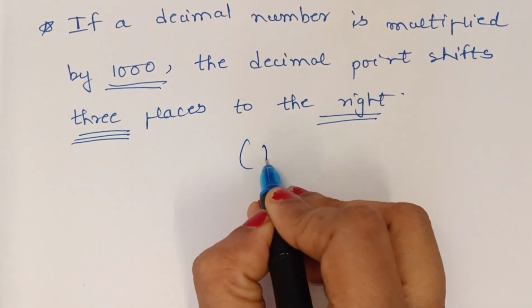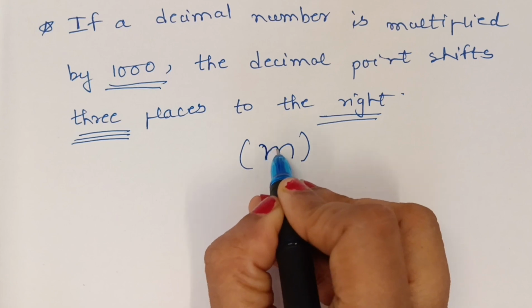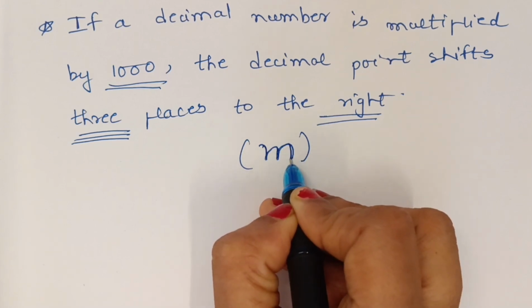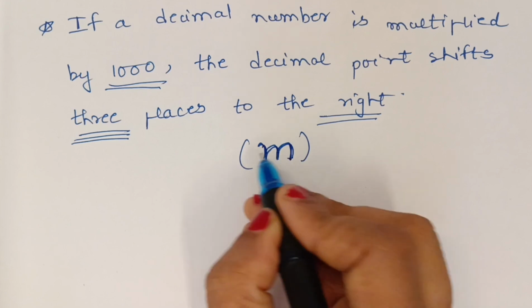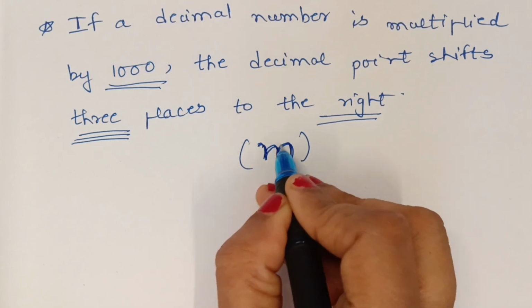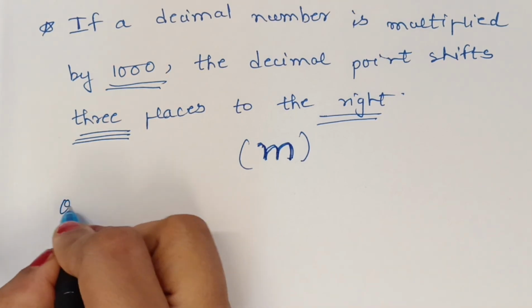As I said, how do we write the letter M? We write M. It is moving towards right. The letter M, when we write, it moves towards right. Similarly, the decimal point should also move towards right. Okay. Now let's see one question.